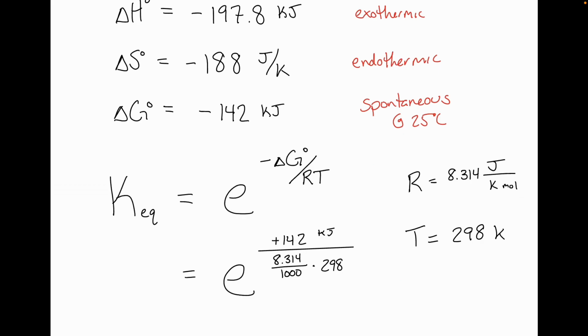Right? And are we going to expect a number greater than 1 or less than 1? This is a negative delta G, so a spontaneous reaction that favors the products. Is that a K_eq greater than 1 or less than 1? Should be greater than 1. So let's check it out.